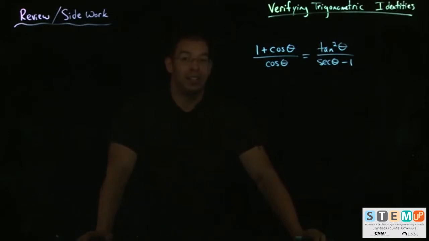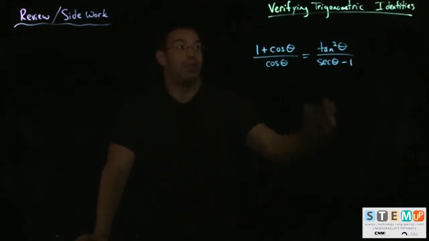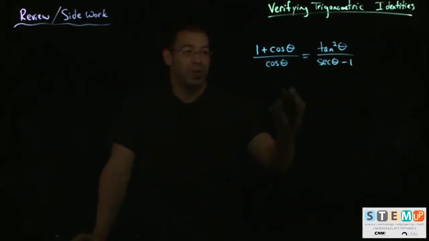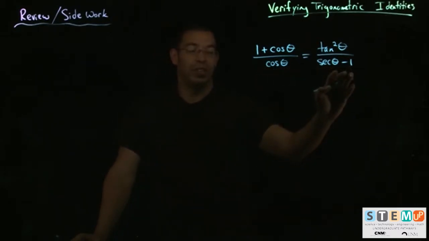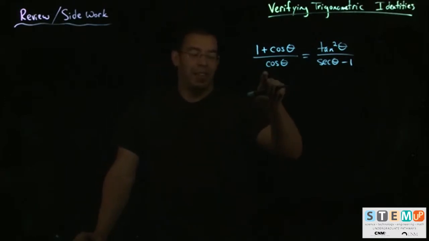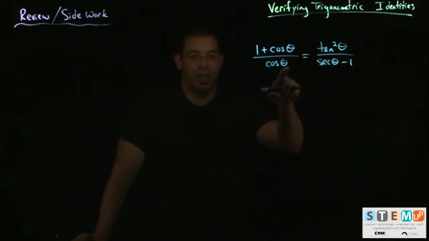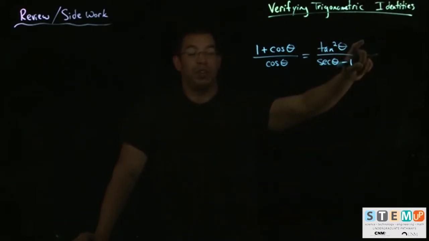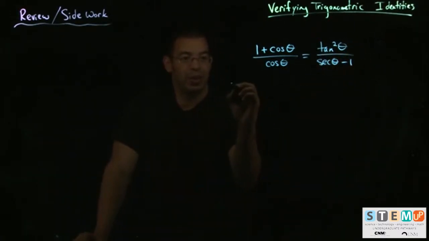So again, just as a really quick review, we're verifying trigonometric identities. We want to make sure that the left-hand side is exactly equivalent to the right-hand side. So if we're going to put everything in terms of sines and cosines, obviously the left-hand side isn't where we want to start, right? We have 1 plus cosine theta over cosine theta, so we probably want to start with the right-hand side here. So let's go ahead and jump right into that.